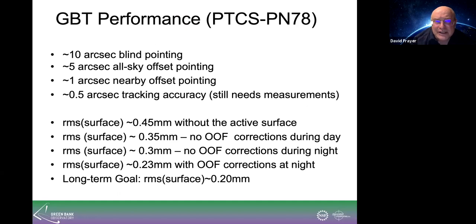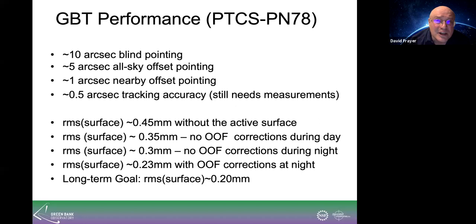Okay, in terms of the performance of the telescope itself, in terms of pointing, we have a pointing model. If you go out and start up a project and just randomly point somewhere on the sky, there's some variation, but roughly the average blind pointing error is 10 arcseconds. Let's say you point at one point in the sky and then you slew around 3 hours later and point somewhere else. On average, you'd be about 5 arcseconds off. That's our all sky offset pointing error.